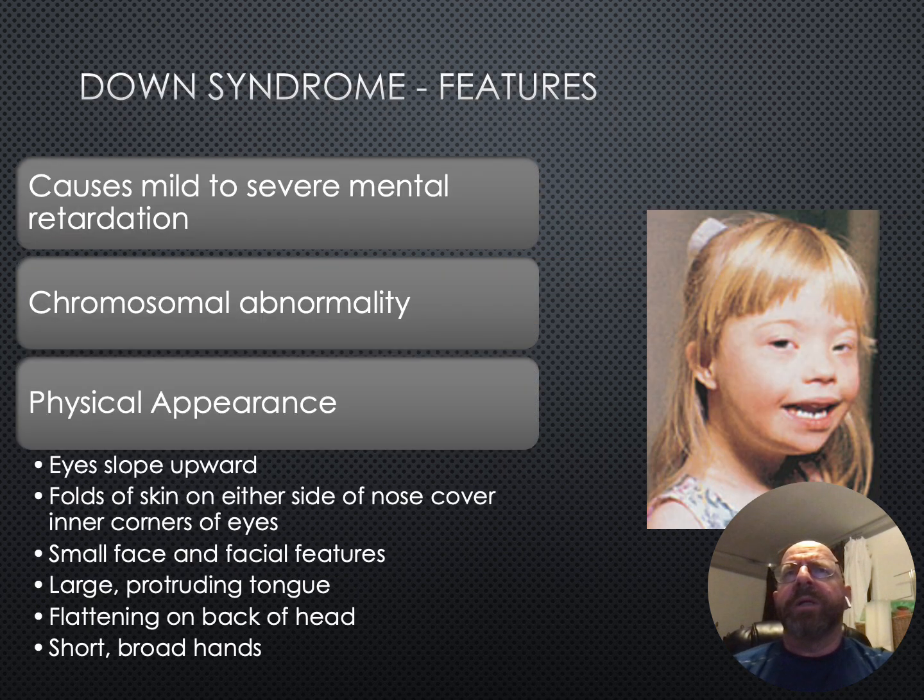Down syndrome has very unique features. It can cause mild to severe mental retardation. It's a result of a chromosomal abnormality. They have a unique physical appearance to differing degrees in every person. Eyes slope upward. Folds of skin on either side of the nose cover the inner corner of the eyes. Small face and facial features. A large protruding tongue. Flattening on the back of the head and short, broad hands.